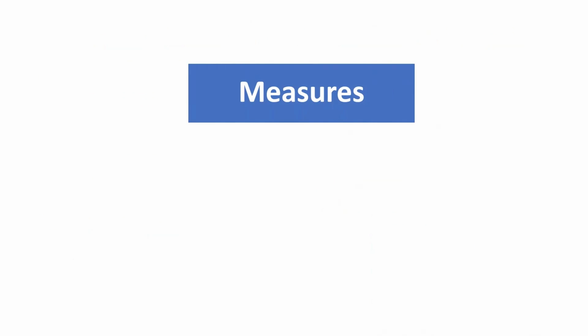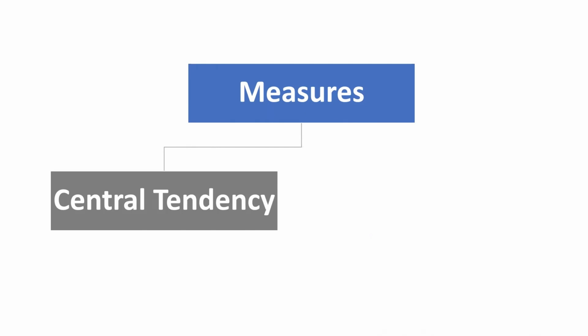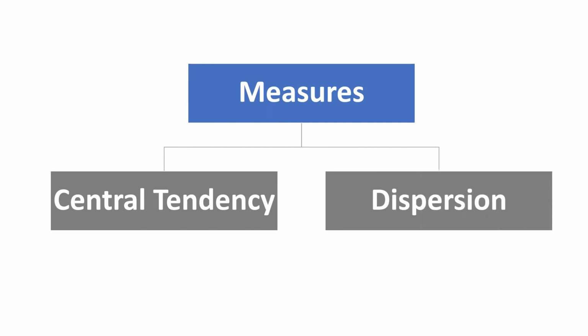For quantitative statistical analysis, we have two types of measures: the measure of central tendency and the measure of dispersion. Consider when you plot your data, it is distributed in this way. The measure of central tendency will give some insight or information about the center of the data.